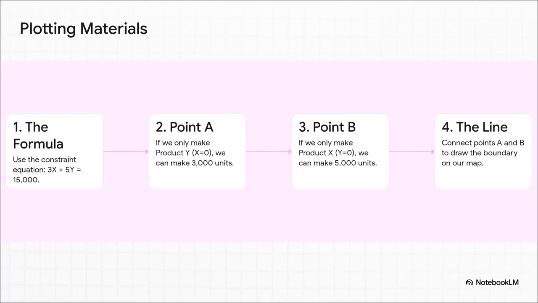So how do we actually draw these boundaries on a map? Well, we figure out the absolute extremes. Let's take the materials rule. What if we put all our materials into making just product Y? We could crank out 3,000 units. Okay, what if we only made product X? We could make 5,000. Boom, that gives us 2 points, and we can draw our first line. Then we do the exact same thing for our labor limit. If we used all 16,000 hours, we could make 4,000 of X or 4,000 of Y.